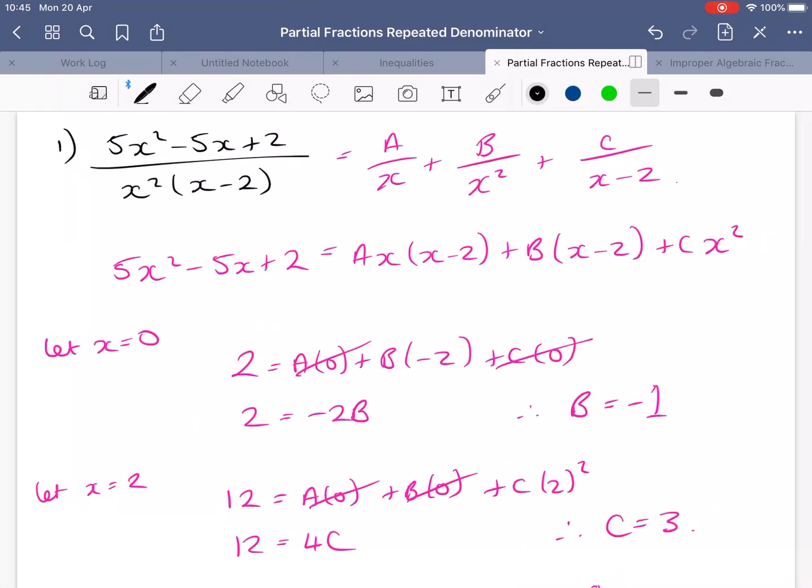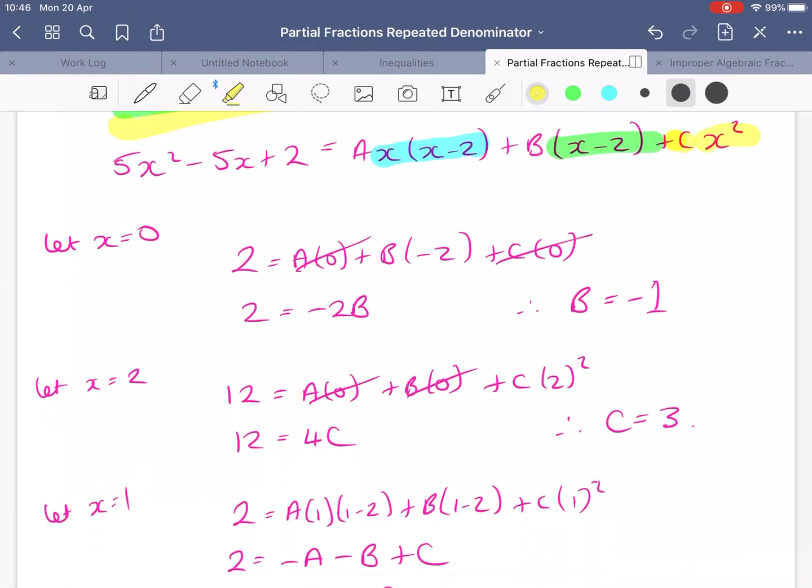Okay, so first one, here we go. Again, you've just got to think about this idea of making the denominators the same. So how do I make this denominator the same as that one? I need to multiply it by x and x minus 2. How do I make this denominator the same as this one? I just multiply it by x minus 2. And the final one, how do I make this denominator the same as this one? I've just got to multiply it by the x squared. So hopefully you should get that first line.